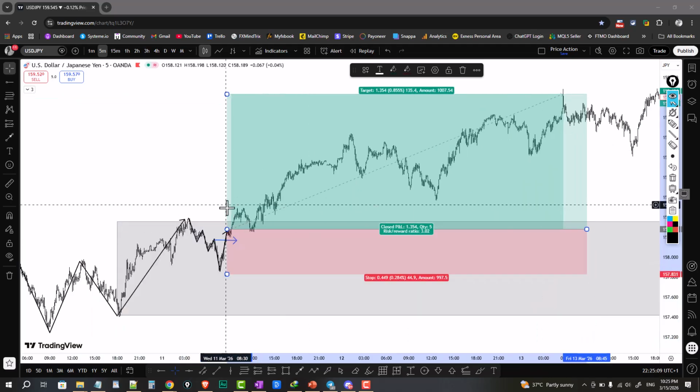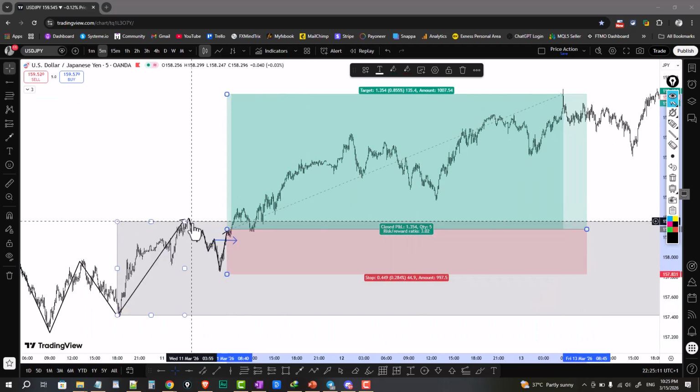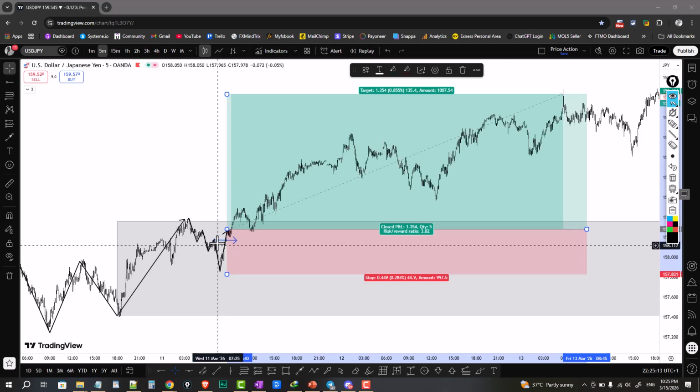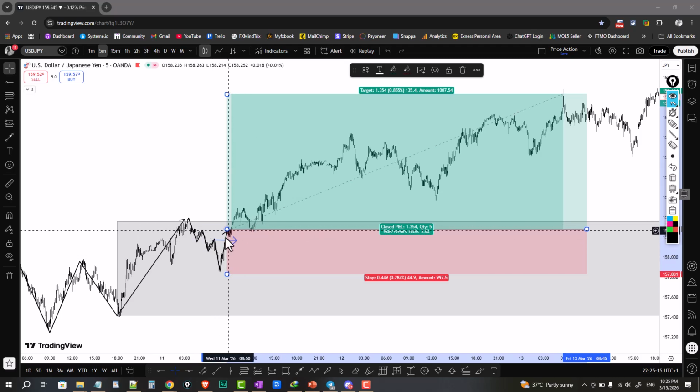Because on the lower time frame, on the 5 minutes chart, you can see that we clearly went from forming lower lows and lower highs to forming the market structure of a bullish trending market, which is higher highs and higher lows, and we took this trade here.